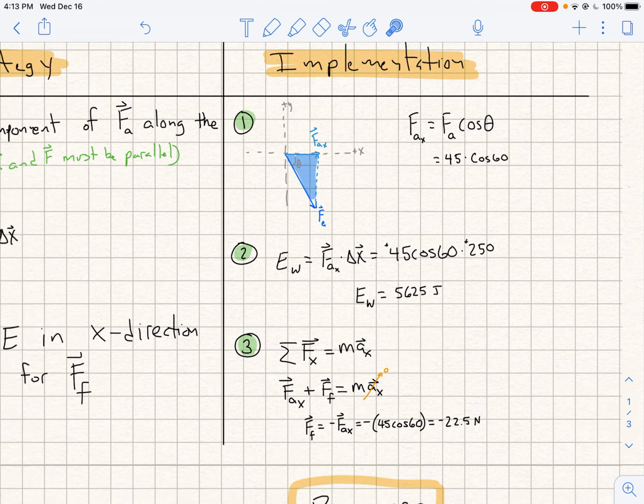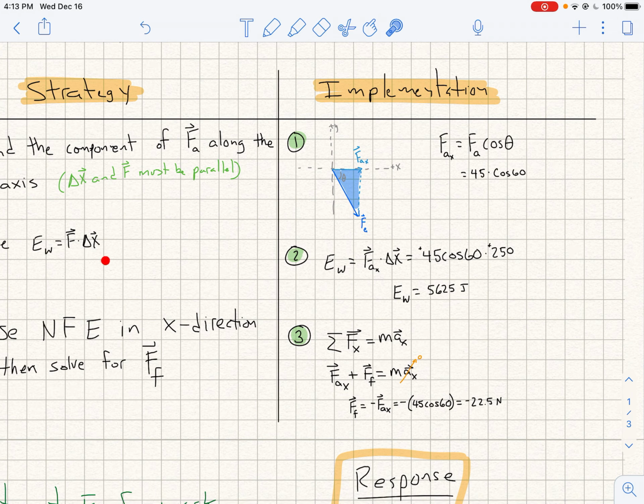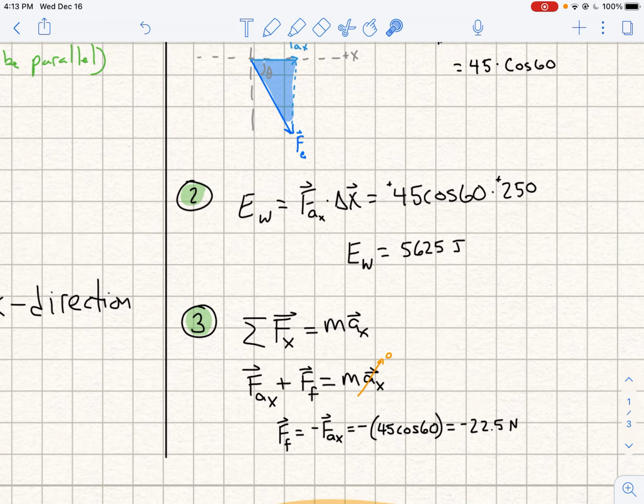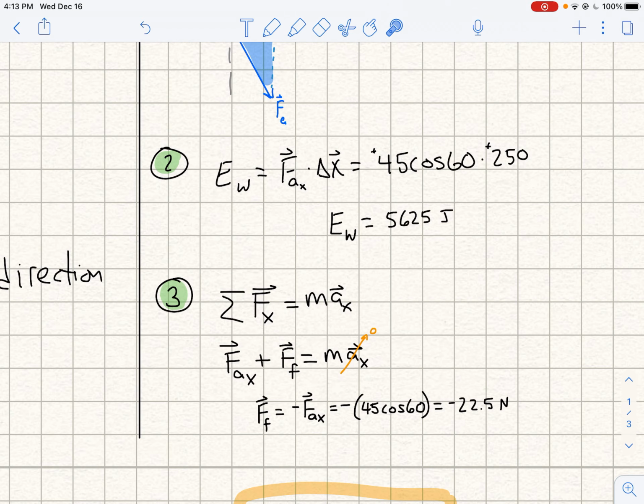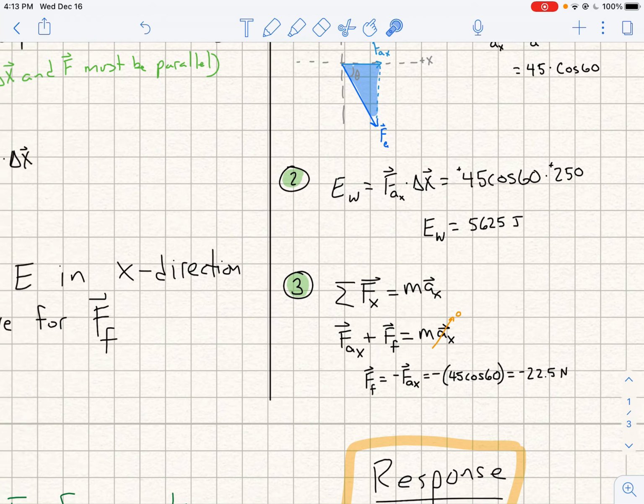Now the second part was to then apply my work equation. So the work is done by the applied force in the x direction times the displacement. Both of these were positive values, so therefore we're expecting a positive value, not positive in the sense of a direction, but positive in simply the sense that it's not negative. So we substitute those in, and we end up with 5,625 joules worth of work.